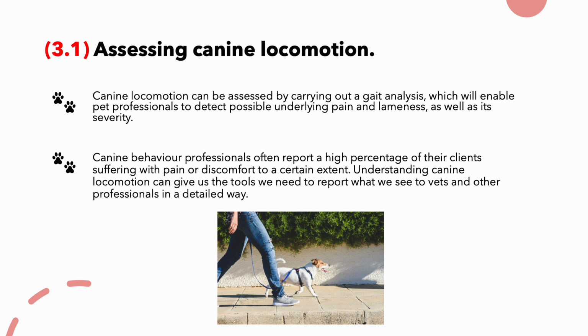So when it comes to assessing canine locomotion, it can be assessed by carrying out a gait analysis, which will enable pet professionals to detect possible underlying pain and lameness, as well as its severity. Canine behaviour professionals often report a high percentage of their clients suffering with pain or discomfort to a certain extent. Understanding canine locomotion can give us the tools we need to report what we see to vets and other professionals in a detailed way.